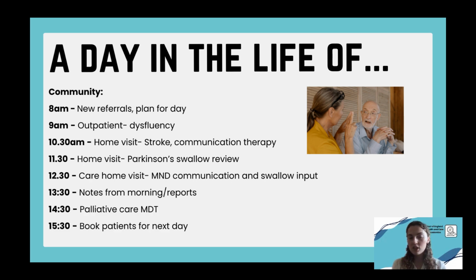Some communication difficulties someone might have post-stroke might be something called aphasia, where they have difficulty with their understanding and their expressive language. They might have something called apraxia, where they might have difficulties with the coordination of their speech sounds, or they might have something called dysarthria, which is the way their speech is produced, the way it sounds, how clear it is.